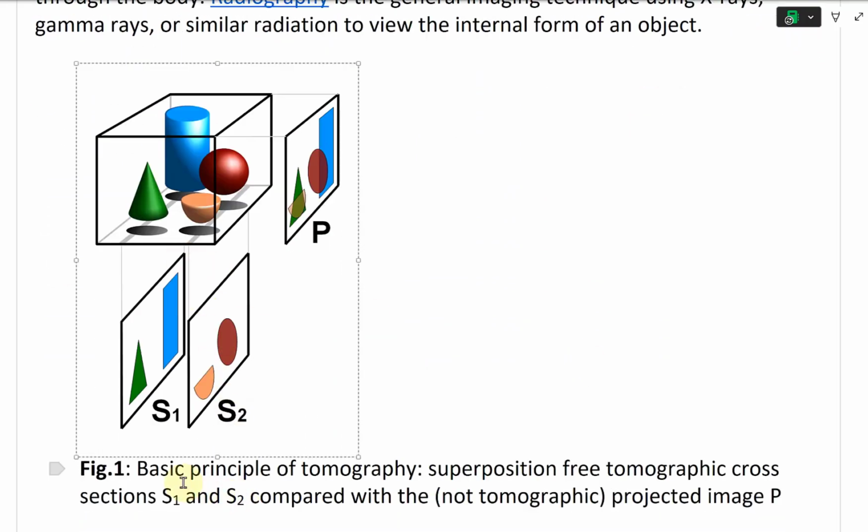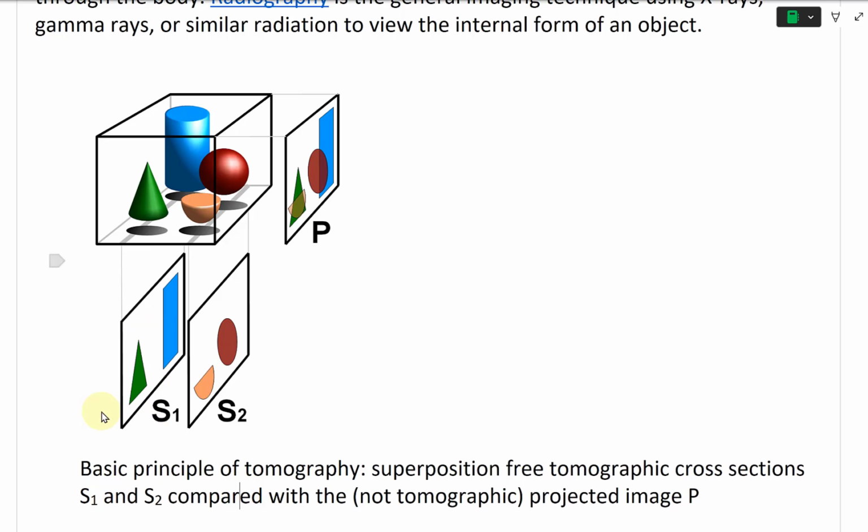And here is figure 1 right here. Or actually, I got rid of that figure 1. That was just from Wikipedia there. So, the basic principle of tomography: superposition-free tomographic cross-sections S1 and S2 compared with the non-tomographic projection P. So if you have these, basically you take a slice from here, and then you'll have an image that shows a slice in this exact region, and then there's another one over here. So those are tomographic, S1 and S2. But then image P is just looking at it from this way.